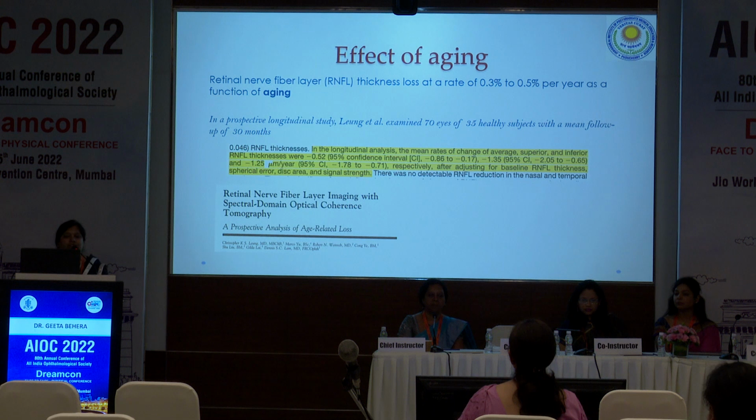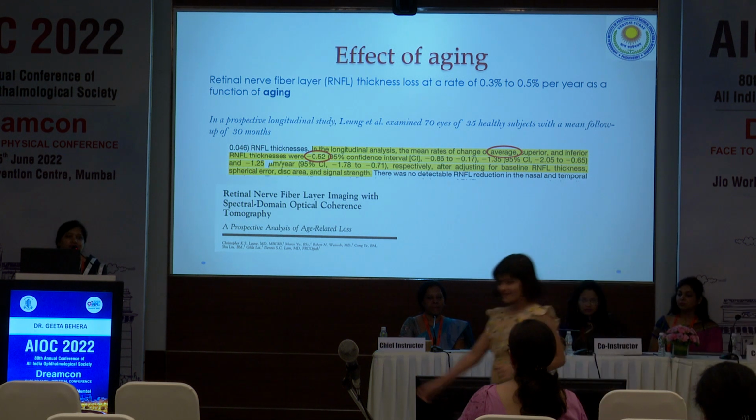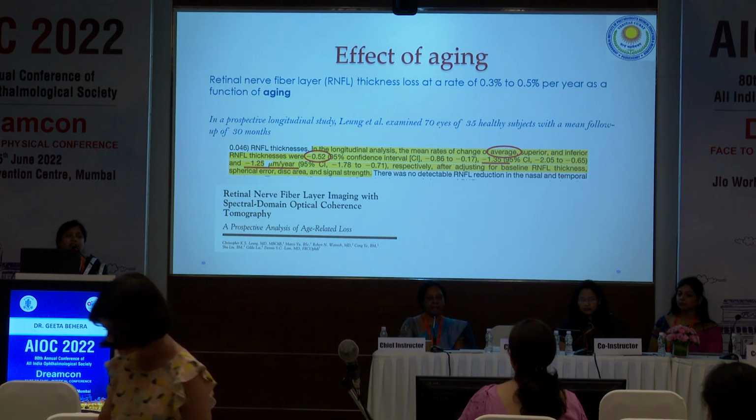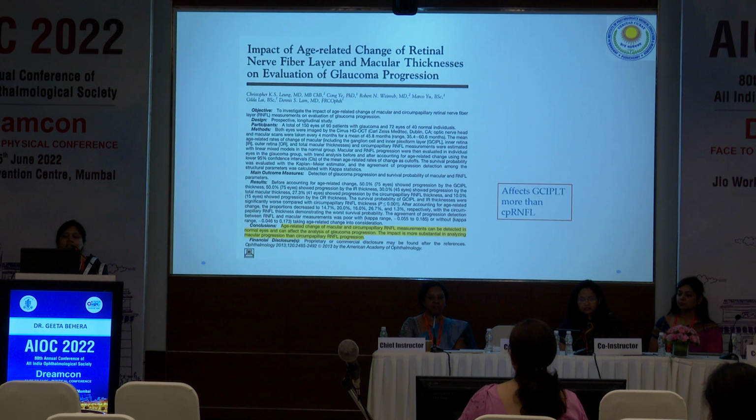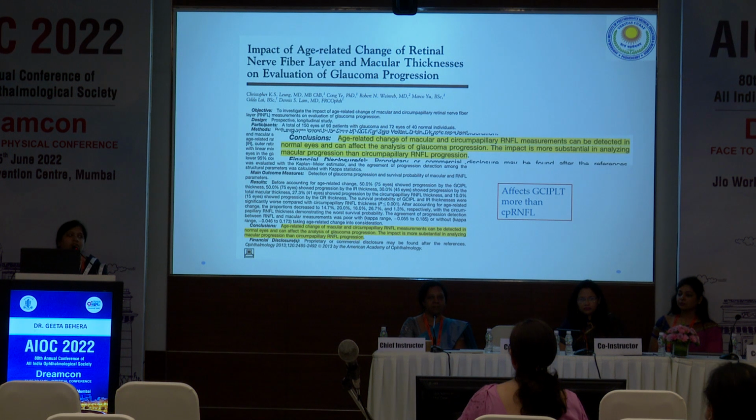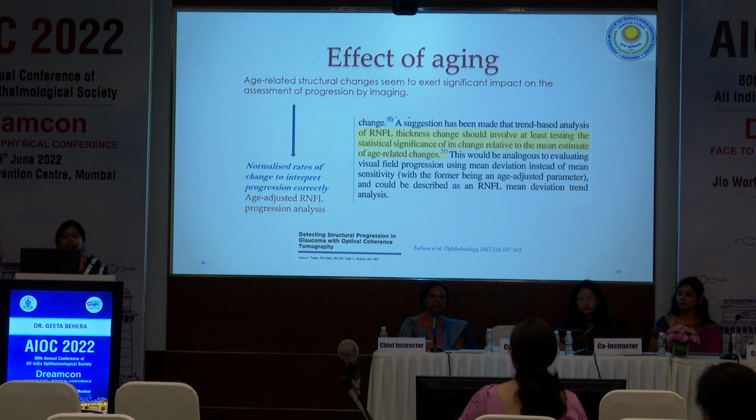Then the effect of aging. Now, retinal nerve fiber layer thickness loss is at a rate of 0.3 to 0.5% per year, particularly beyond the age of 40 years. Now, it has been seen that the average loss is about 0.5 micron per year beyond the age of 40 years, with the sector-wise loss being even greater, almost 1 micron per year in the superior and the inferior RNFL. And this affects the GCIPLT more than the circumpapillary retinal nerve fiber layer thickness. So this should be kept in mind when assessing progression in a serial analysis of OCTs.